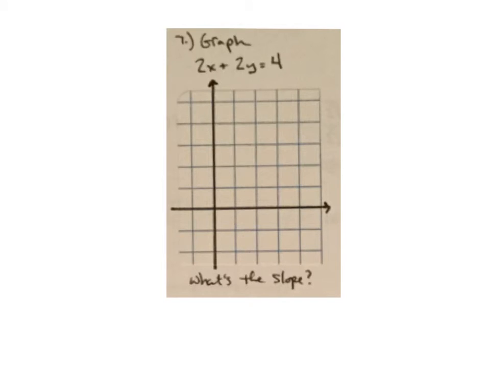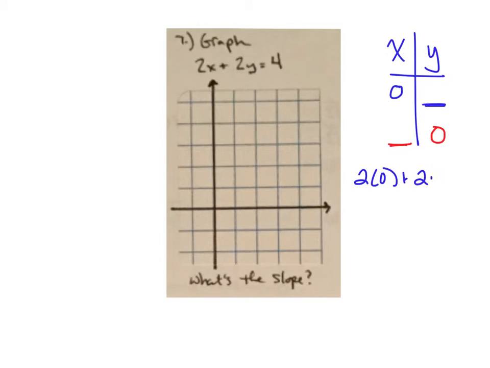When it's written in standard form, the best way to go about it is to look for the two intercepts. If we let x equal 0, we can find the y-intercept. Then, if we let y equal 0, we can find the x-intercept. So, let x equal 0. 2 times 0 plus 2y equals 4. Well, this term will drop out, and if 2y equals 4, y equals 2. That means our y-intercept is at 2.